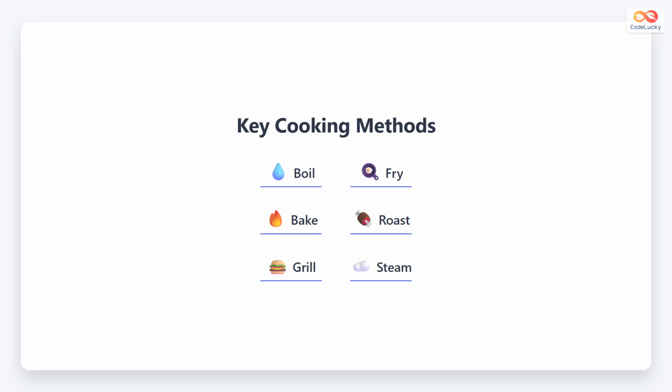Boil means cooking food in hot water or liquid at a high temperature. Fry means cooking food in hot oil or fat. Bake is cooking food using dry heat in an oven. Roast is similar to baking, but usually involves cooking meats or vegetables with indirect heat to create a browned surface. Grill means cooking food over direct heat on a metal grate. Steam involves cooking food using hot vapor or steam, which helps retain moisture.